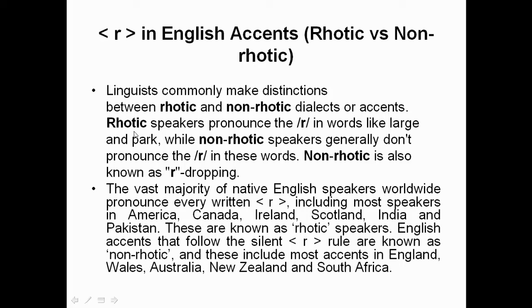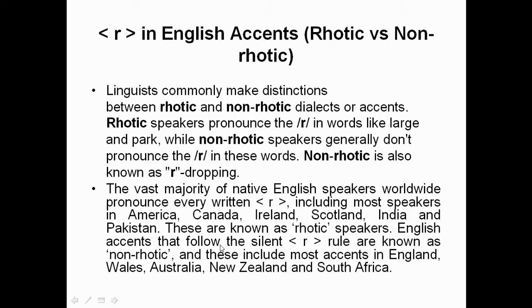That's why this is park for us, this is large for us. So that is rhotic. And some are non-rhotic. Non-rhotic are those speakers who do not pronounce R, they drop it depending upon the situation. The vast majority of native English speakers worldwide pronounce every written R, including most speakers in America, Canada. These are the places where this R is pronounced, so they are rhotic. These are known as rhotic speakers.